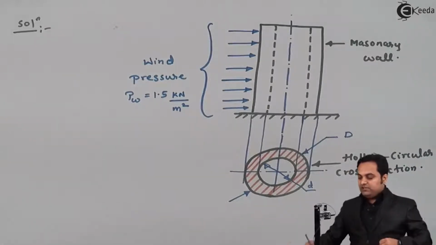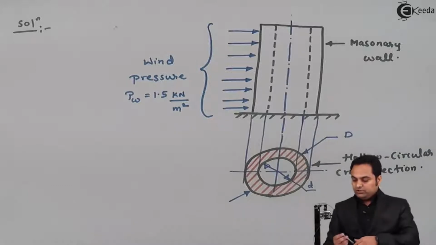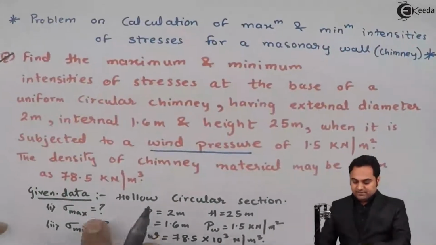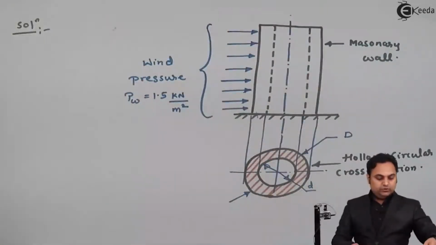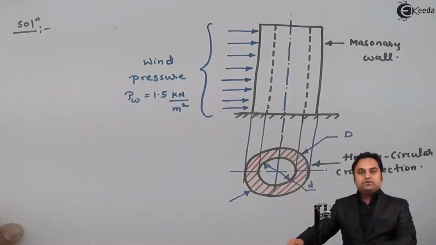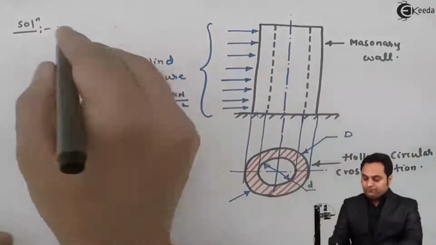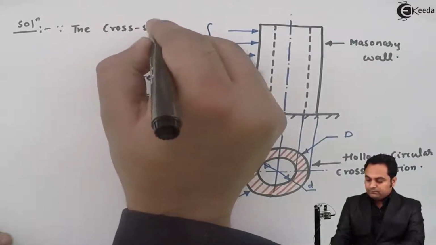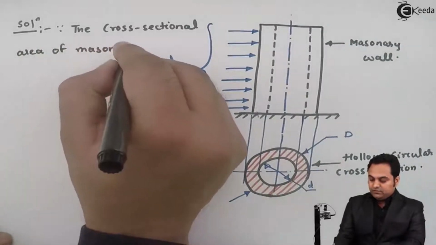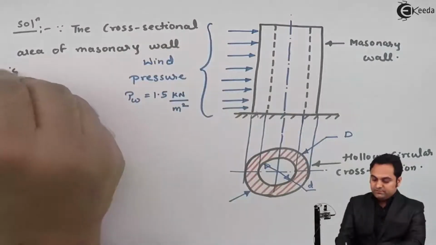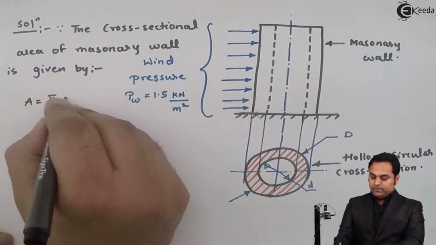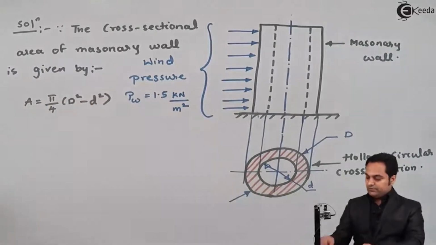Now, for this kind of a problem of a masonry wall on which over one side there is wind pressure, we need to calculate the maximum and minimum intensities of stresses. So what we are going to do here is, at first I'll get the cross section area for the hollow circular section. I'll say that since the cross sectional area of masonry wall is given by capital A, it is equal to pi by 4 outer diameter square minus inner diameter square.